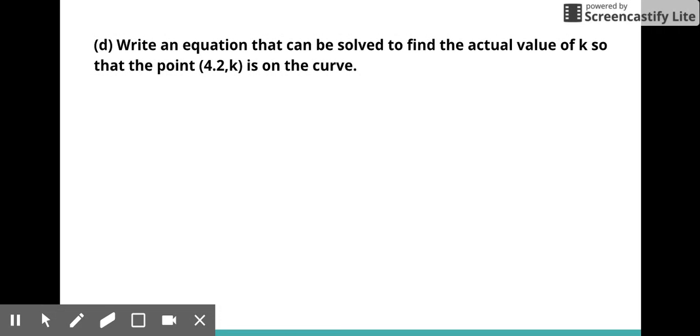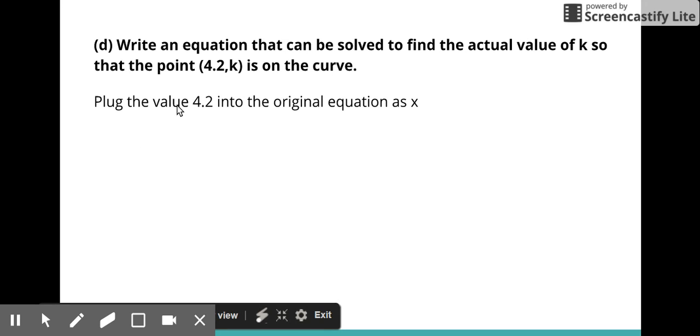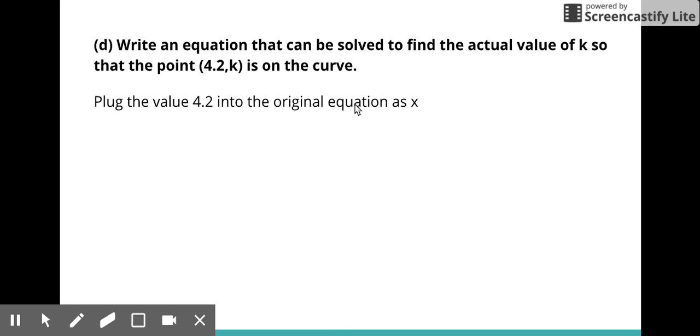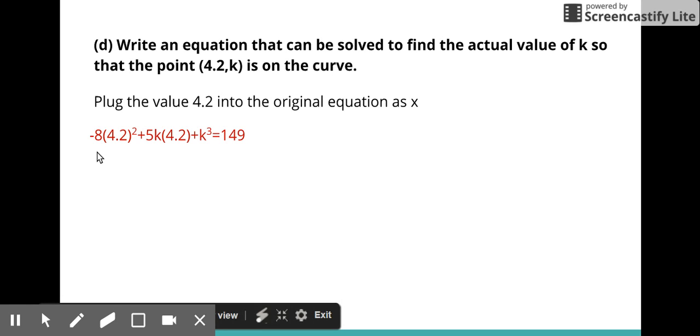D. Write an equation that can be solved to find the actual value of k, since the last one was just an approximation, so that the point (4.2, k) is on the curve. So we're going to start by plugging in the value 4.2 into the original equation as x. So the original equation that we saw on the very first slide of this video. So that's going to look like this.